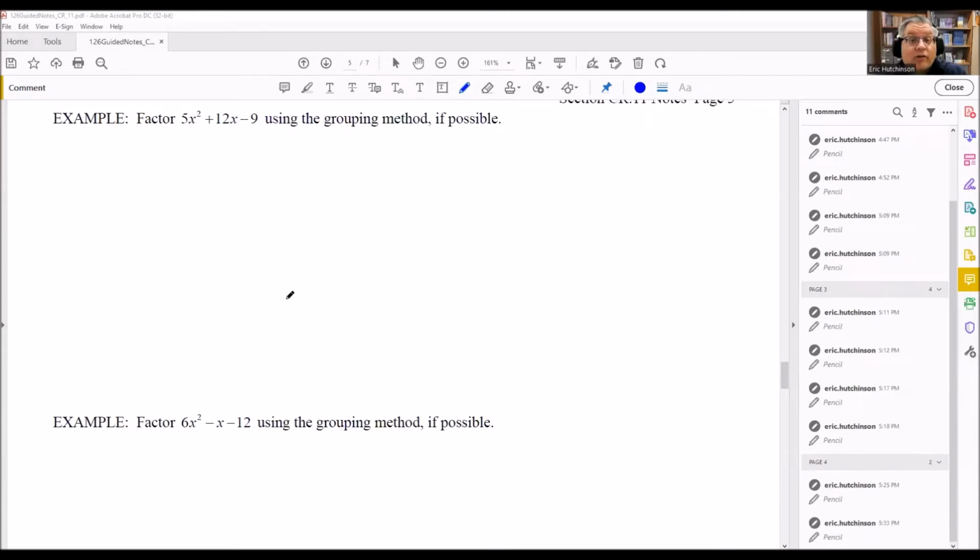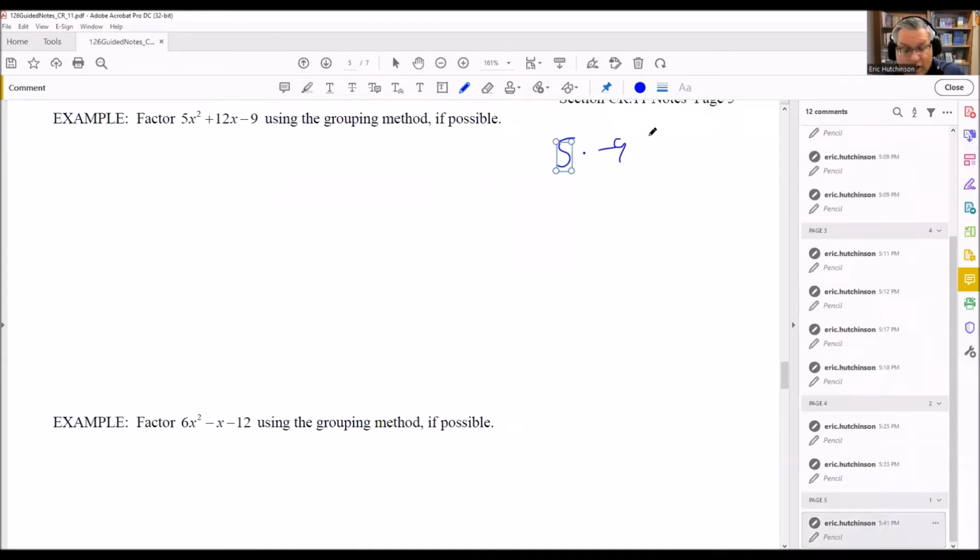This problem, we want to factor this by using the factoring by grouping method. So in order to factor this by grouping, what we have to do is multiply the first number by the last number. So 5 times -9 is going to give us -45. So I'm going to write down the factors of just 45 first, but know that when we try and find the pair that adds up to 12, we need to have one of those positive and one of them negative. So the idea here is you're looking for numbers that multiply to make -45, but add to be 12.